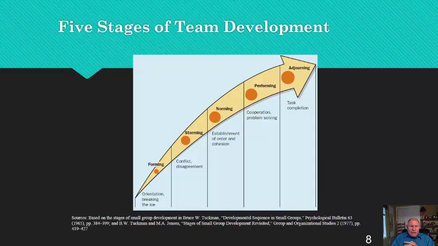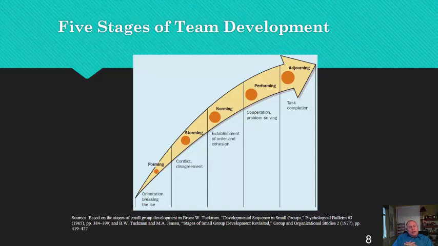The first is forming, and that's when a team comes together, they're getting to know each other, they talk about the skills that people have, what they are going to work on, they identify each person's strength and their potential contribution to the team. So that's the forming stage. People feel good at the forming stage.